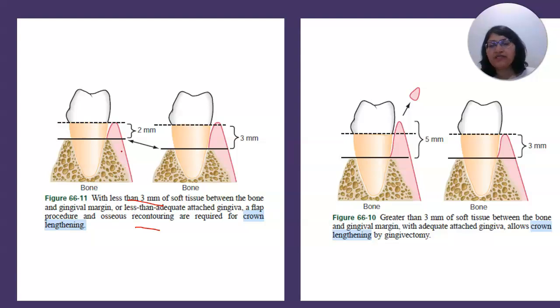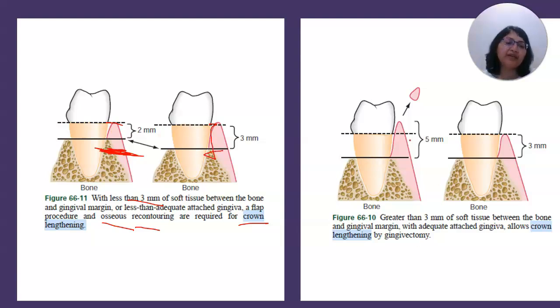So if less than 3 millimeter of space exists between your gingival margin and the bone crest, we will definitely need osseous contouring. That means we need to cut this bone a bit, right? Osseous contouring, and create the space of 3 millimeter.